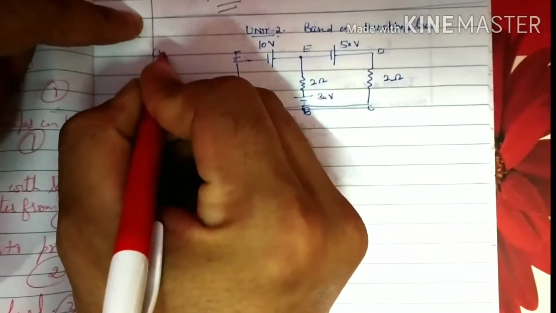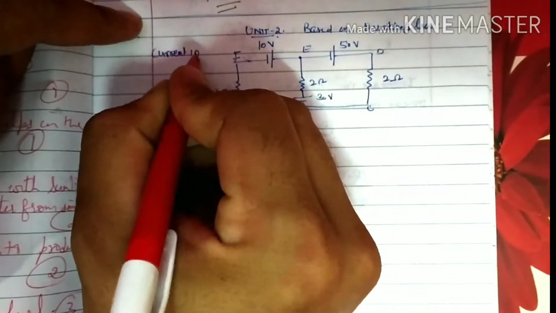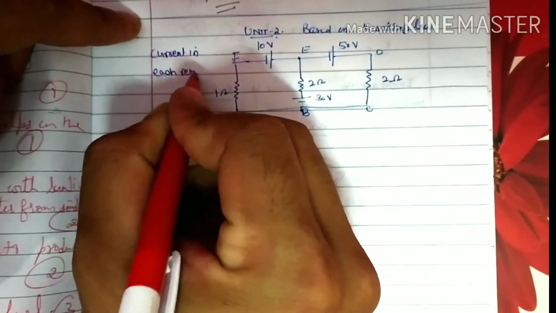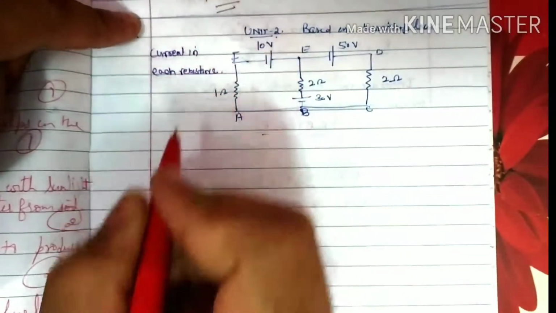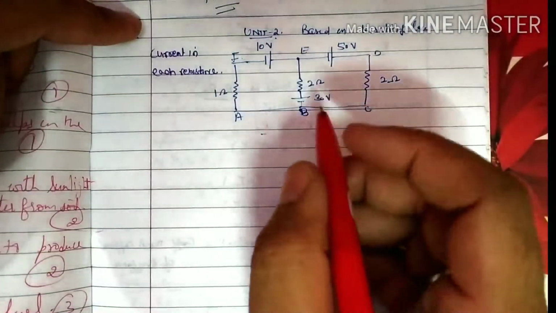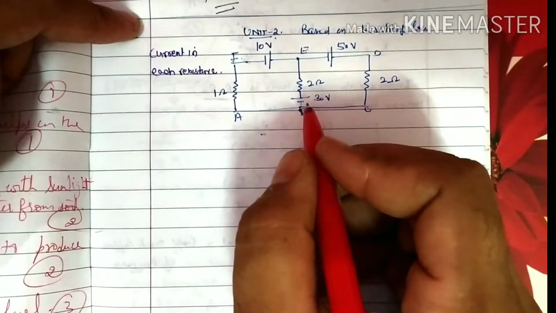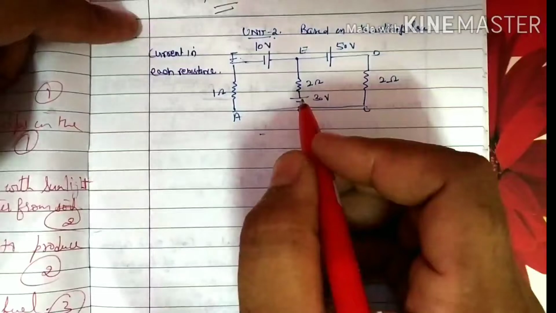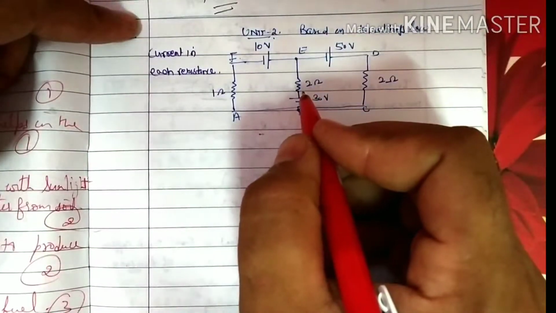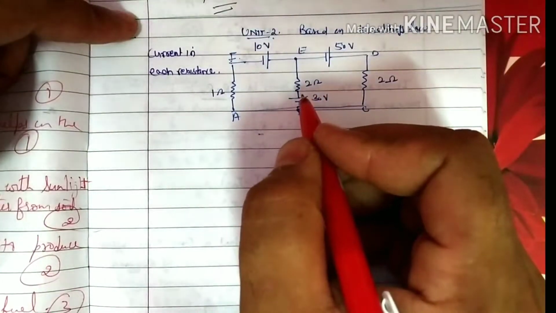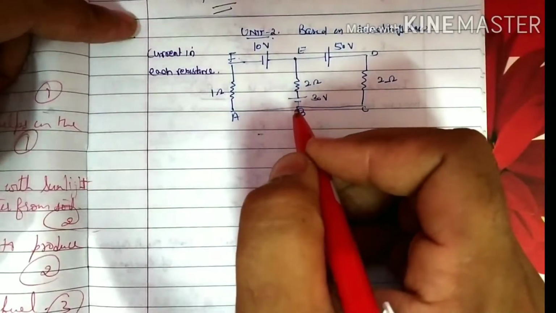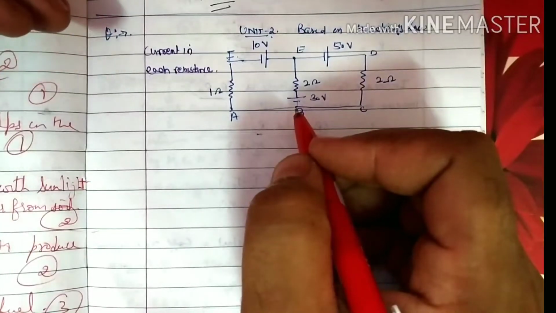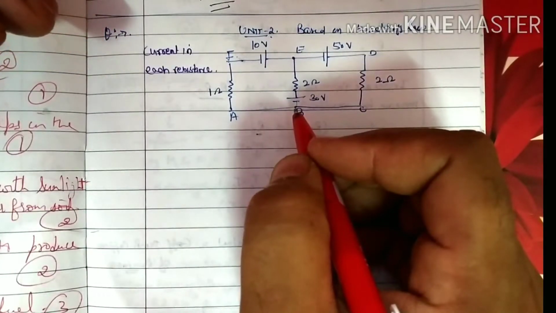We have to find out the current in each resistance. Now you see here in this circuit there is no direction of the current. This is very important that I am going to say. In this circuit no direction of the current is given. So here we have to give the direction of the current in the circuit.